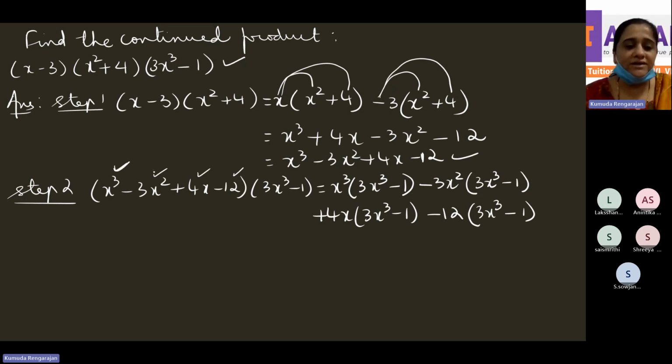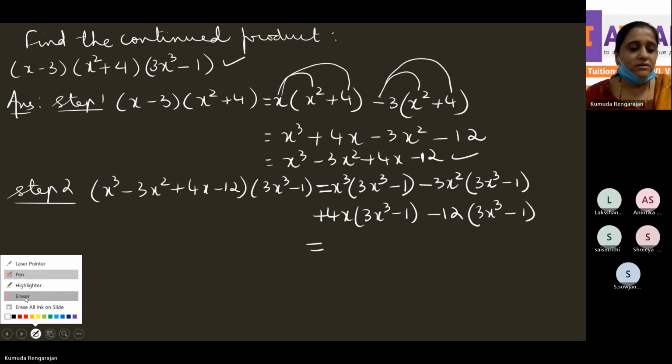You're just multiplying every term in the first bracket with the second bracket. See here, x cubed into 3x cubed minus 1, minus 3x squared into 3x cubed minus 1, plus 4x into 3x cubed minus 1, minus 12 into 3x cubed minus 1. Multiply every term in the first bracket with all the terms in the second bracket. So this is the first step. Now equal to, you need to continue here, children. There's no place, so I'm starting from here. You need to write under the equal to sign.